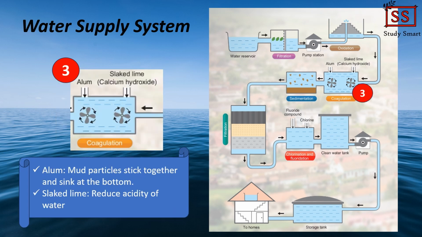Next, we have coagulation. Coagulation is where alum and slake lime will be introduced into the water. Alum's function is to let the mud particles stick together and sink to the bottom so that they can be easily removed later. Slake lime is introduced in order to reduce the acidity of the water.